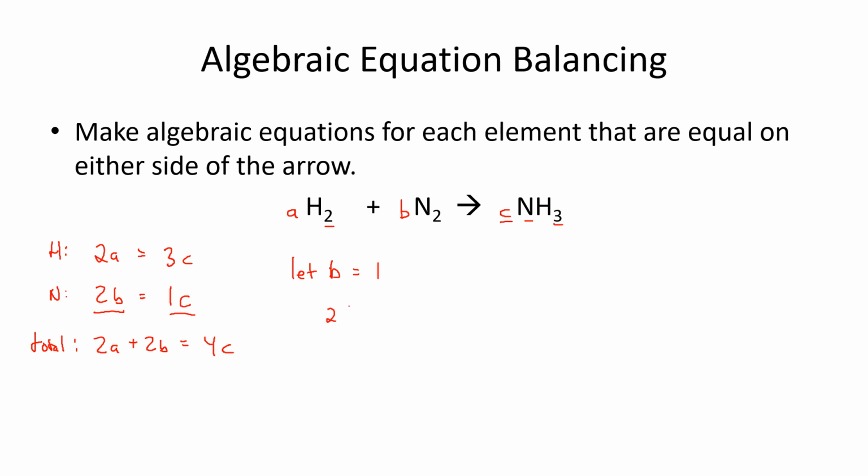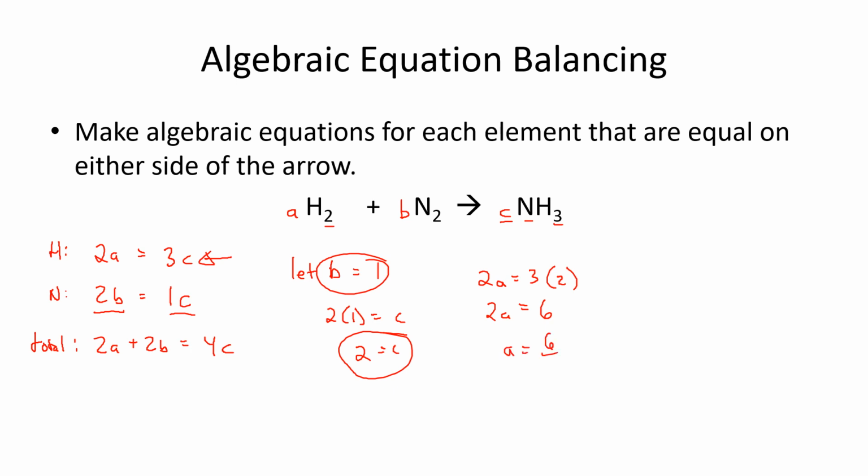So if 2 times B, or 2 times 1, equals C, that means that C equals 2. And then once I know C equals 2 and B equals 1, then I can go back up here and figure the last one out. So then 2A equals 3C. So C was 2, so 2A equals 6. And A equals 6 divided by 2 equals 3. So that way we figured out what all three of them were using algebra.